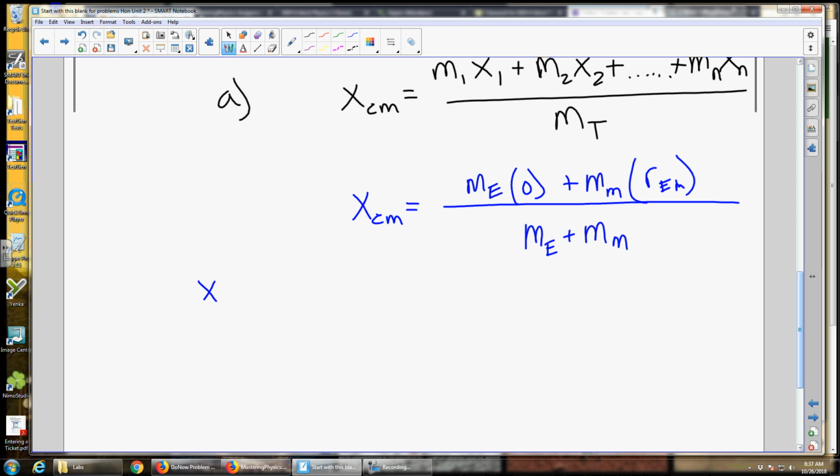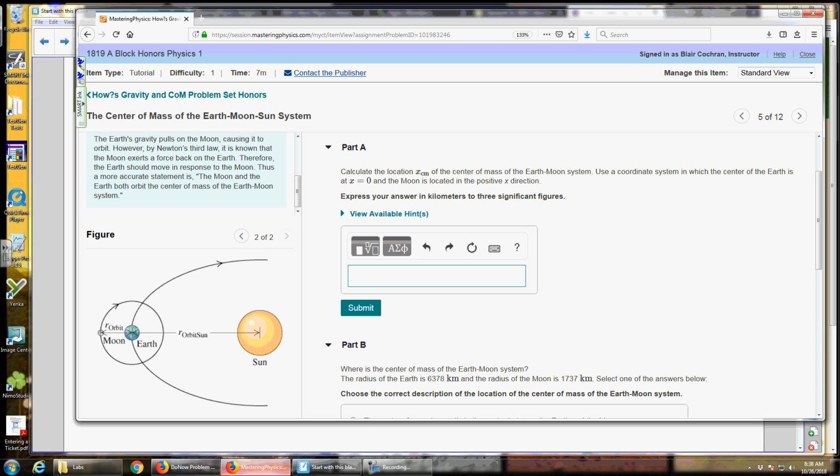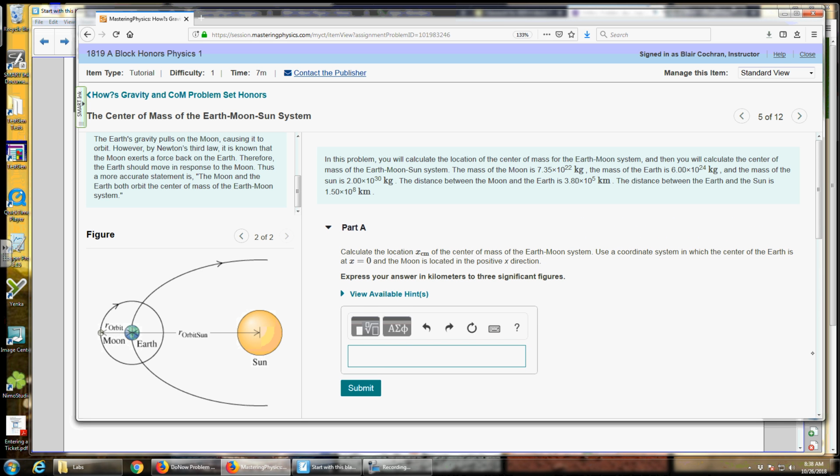So XCM is what I'm going to solve for, so I'll leave that as a variable. Mass of the Earth times 0 is what? 0, right? So can I just leave that term out? Make my life easier? Mass of the Moon, they tell me that. There it is. They tell me mass of the Moon is 7.35 times 10 to the 22nd kilograms.